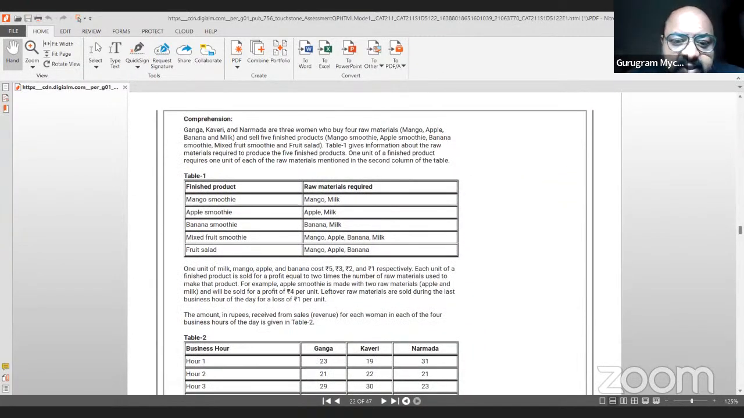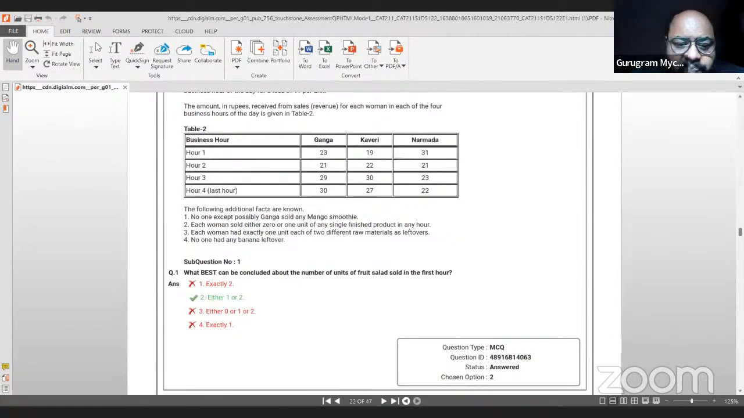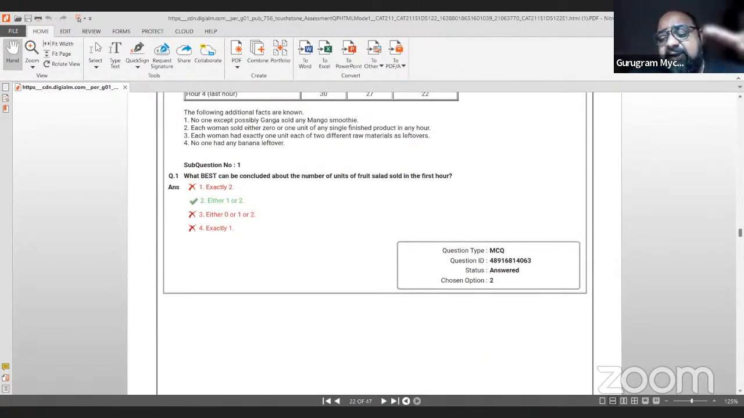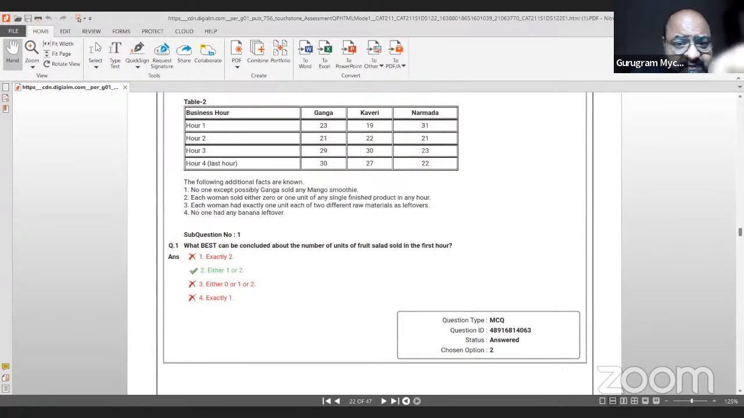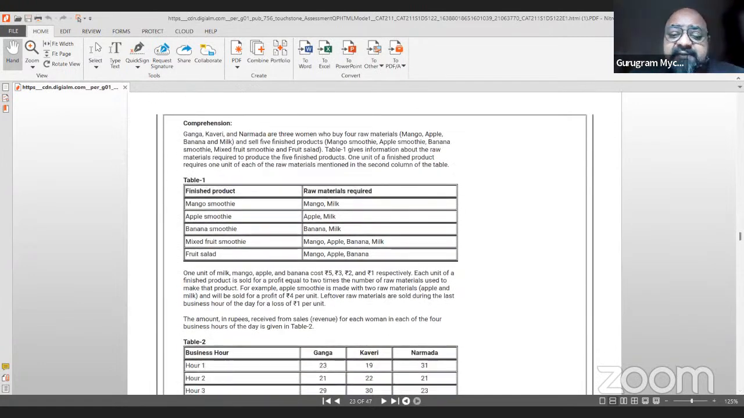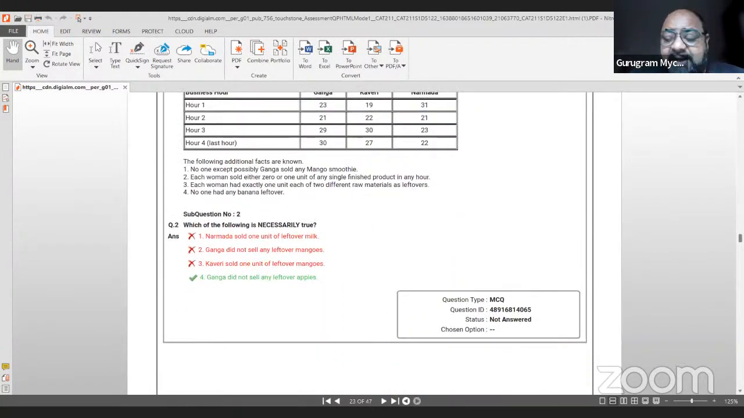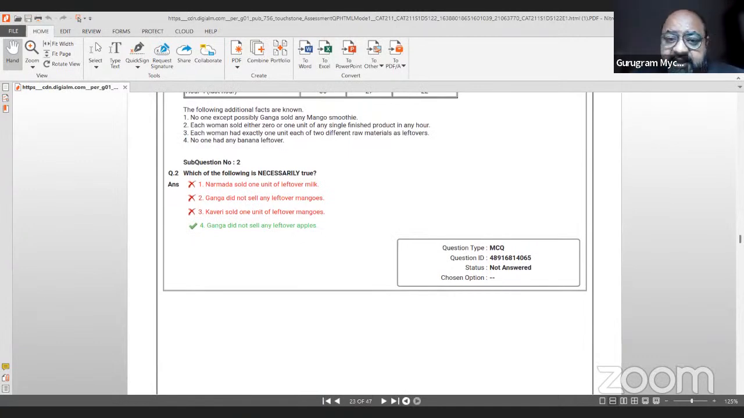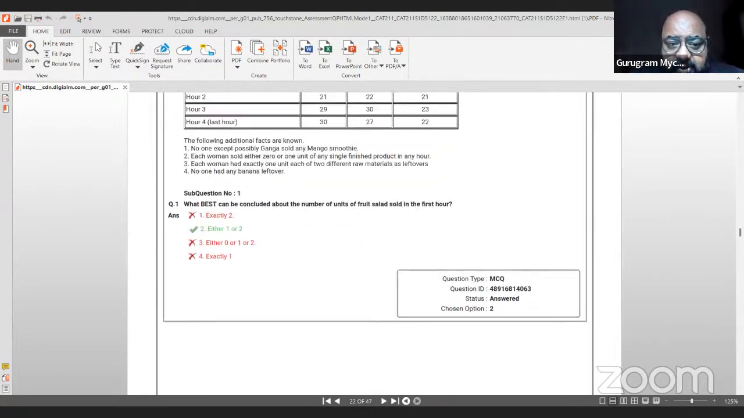So this is LRDI. I started with this set. Now this set is not something that I should have started with for the simple reason. Question number 1 says, what best can be concluded about the number of fruit salads sold in the first half? The answer is either 0, 1 or 2. So this question had cases that had to be formed. Even if you miss out on one case, you might end up getting the questions wrong. Therefore, this should not have been attempted.